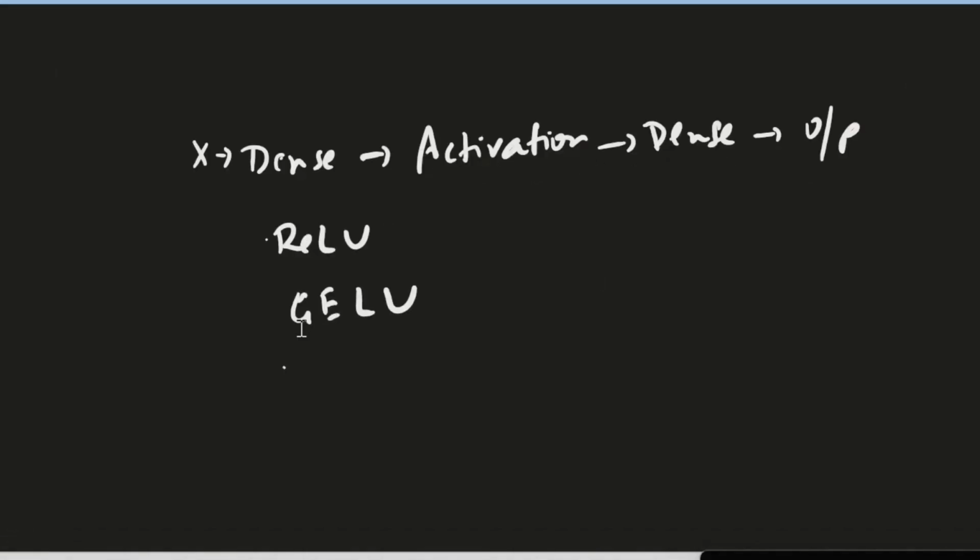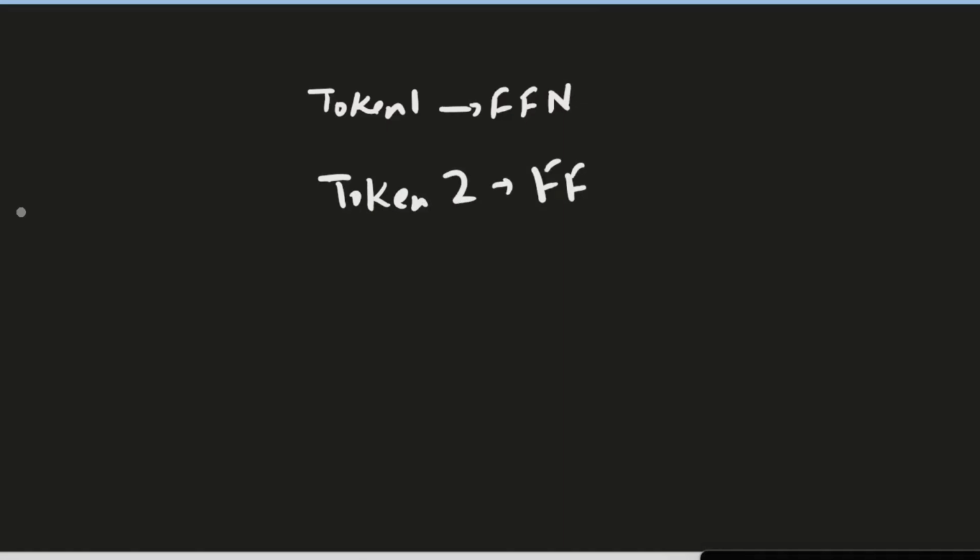Inside FFN, nonlinearity comes from the activation function. Common activation functions are ReLU and GELU. Modern language models like GPT use GELU. Without this activation function, FFN becomes useless. Nonlinearity is what allows the model to learn complex patterns.